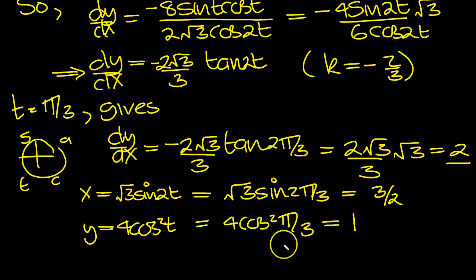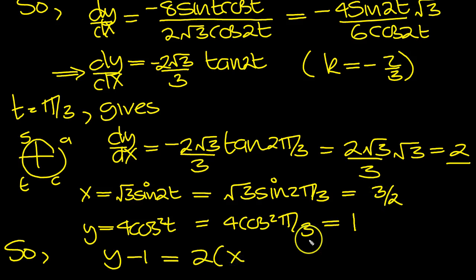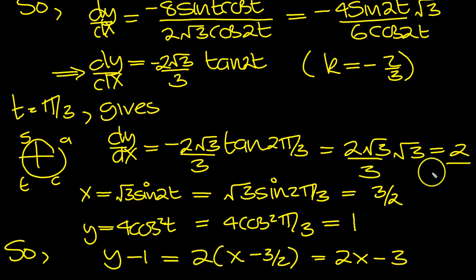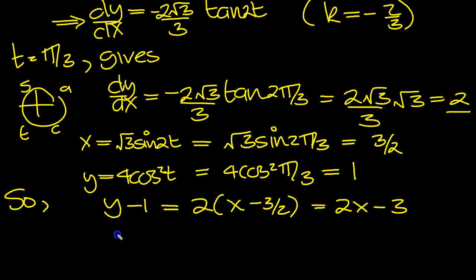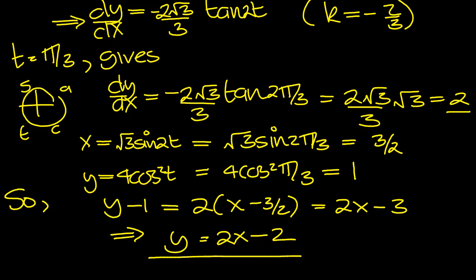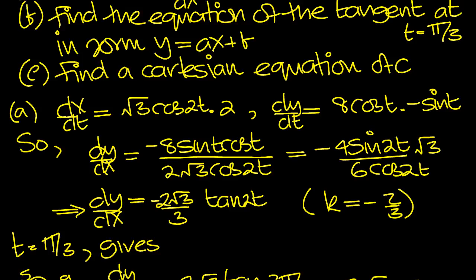So you can tap these values in the calculator if you need to. So the equation of the tangent then is y minus 1 is equal to the gradient 2 times x minus the x value, which is equal to 2x minus 3 when we expand the bracket. And so we can now write down that y is equal to 2x, move this over to plus 1, minus 3 plus 1 is minus 2. So y equals 2x minus 2. That's what we needed to do. Find a Cartesian equation of C.